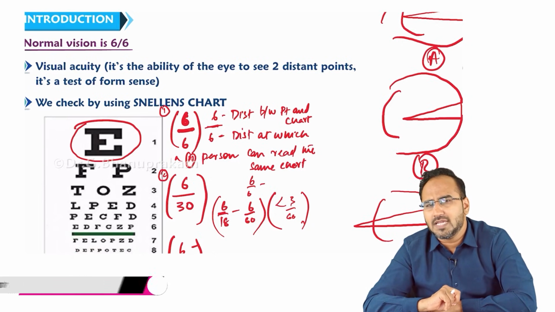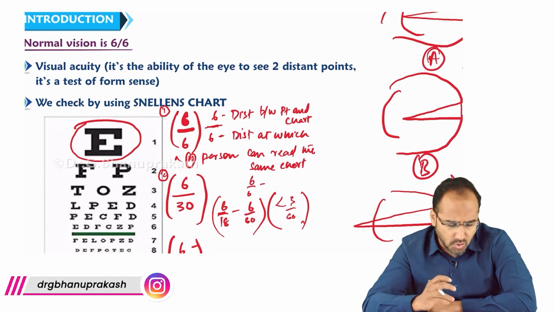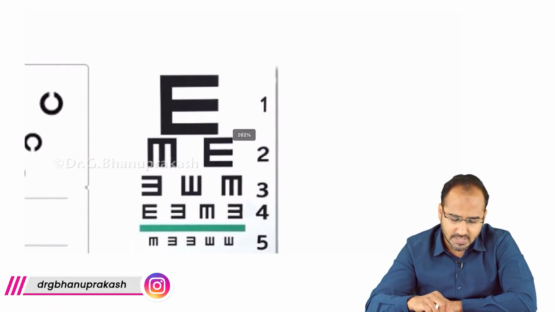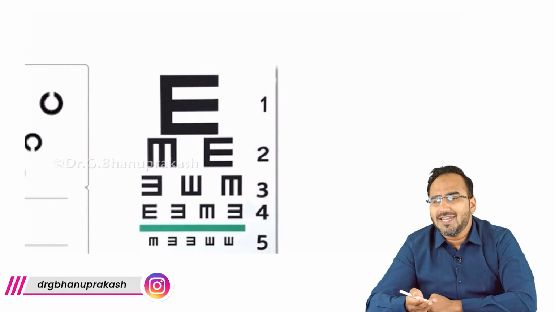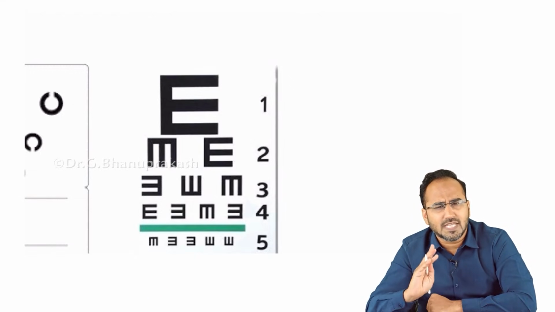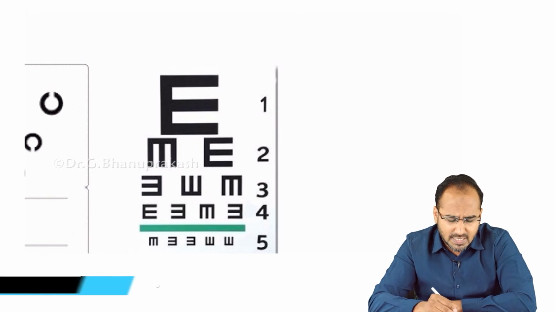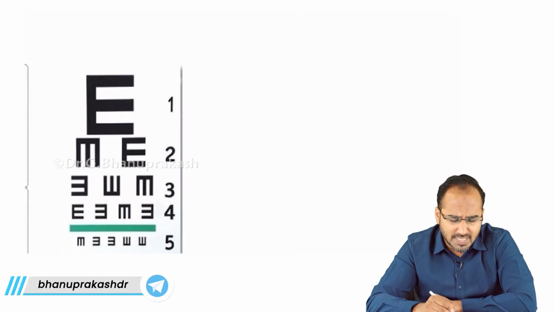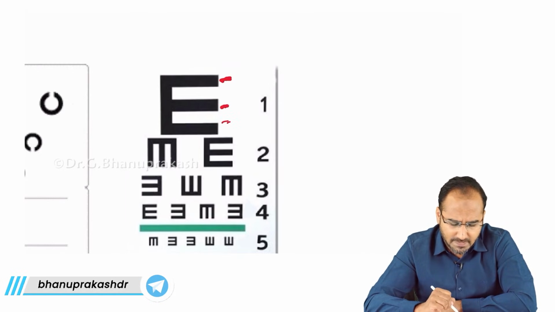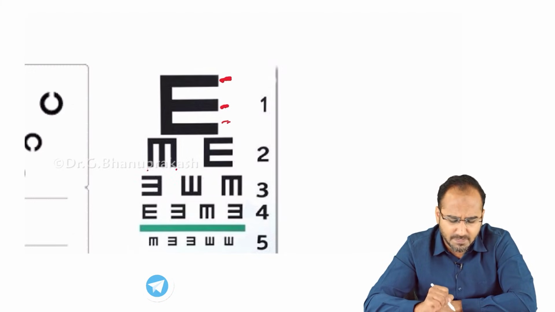Now you must be wondering, sir, how will an illiterate go for an illiterate E chart? This is the illiterate E chart, guys. How will an illiterate know this is the alphabet E? We won't be telling that this is the alphabet E. We will just ask him, just tell us where the strokes of this alphabet are pointing?